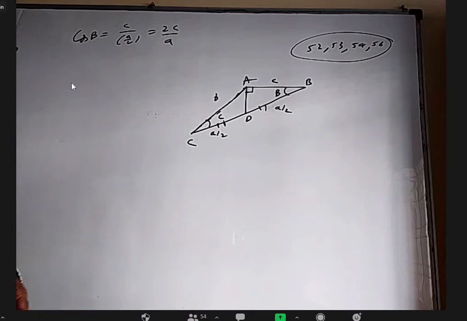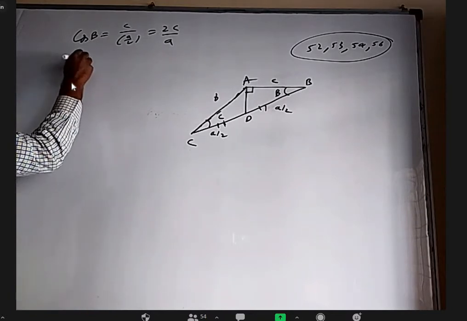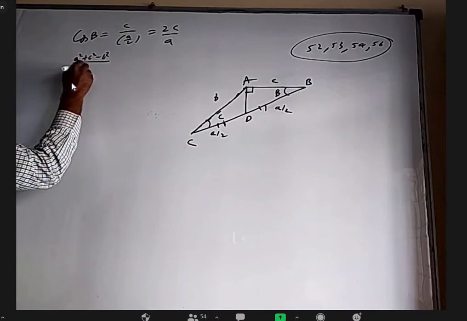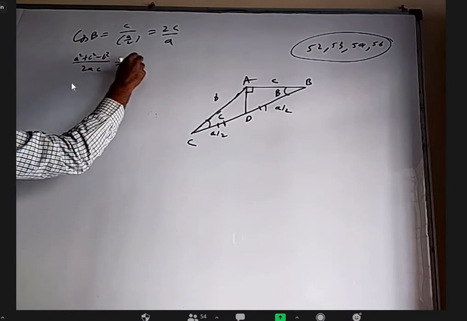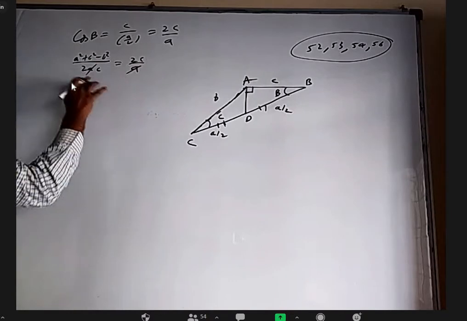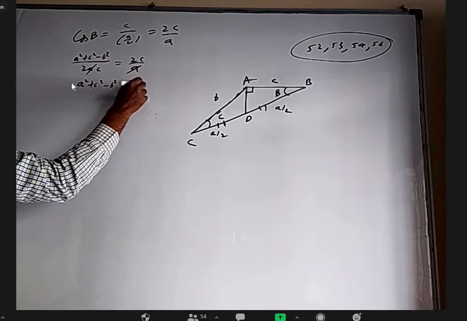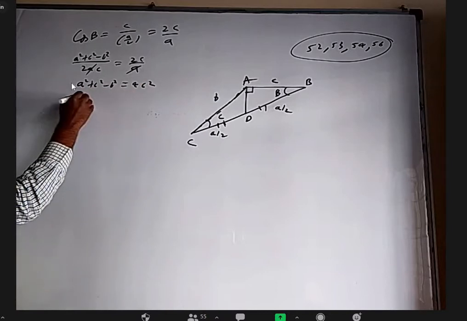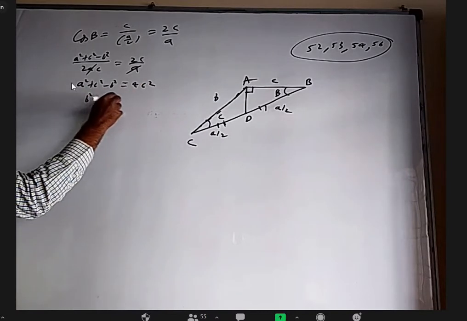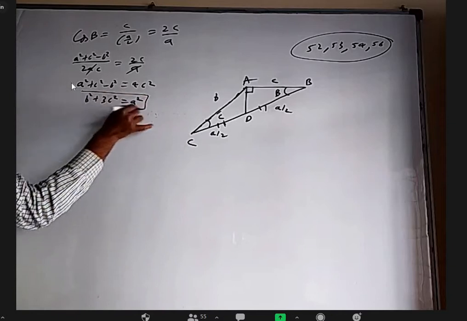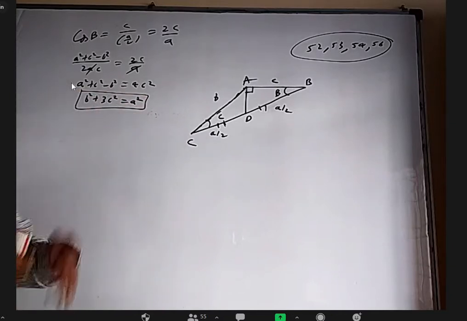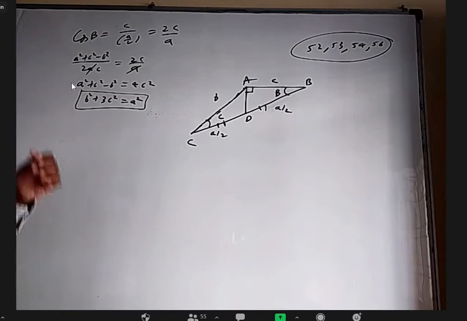Somehow somebody can ask. Or for cos B, I can use the cosine rule: A square plus c square minus b square by 2ac is equal to 2c by a. Cancel a on that side: A square plus c square minus b square equal to 4c square. I think I'll get b square plus 3c square equal to a square. That is one relation. It may not be useful for this question, I'm just telling what different things we can find from this.